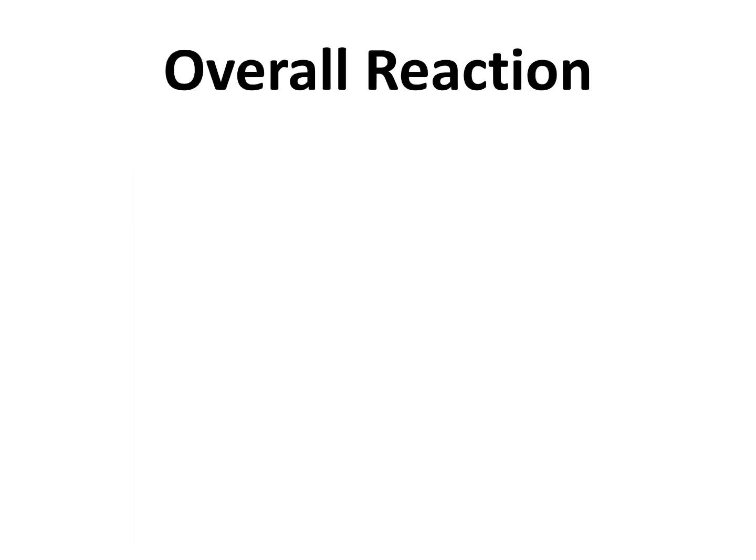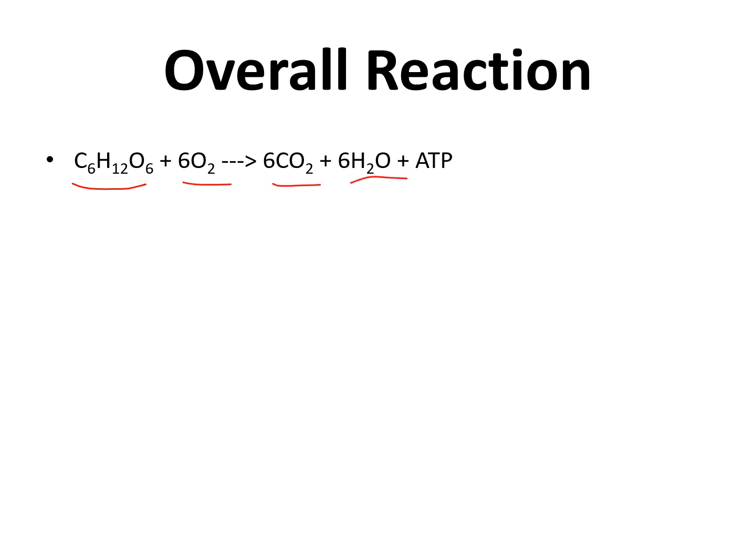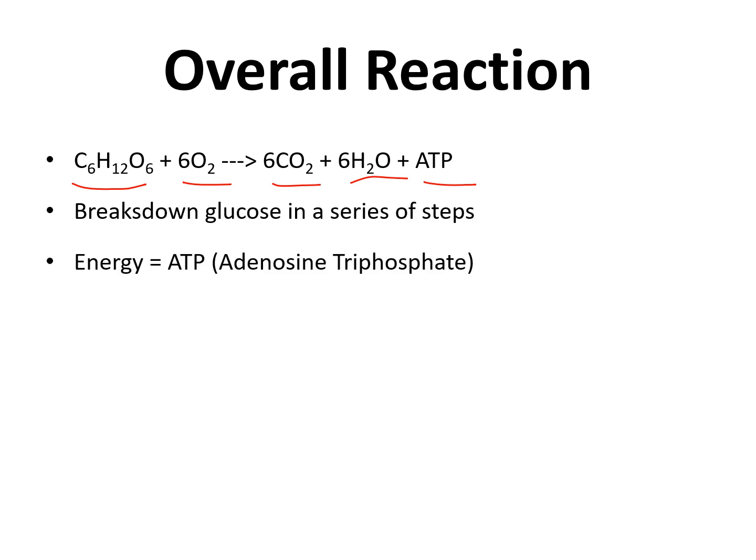The overall reaction for cellular respiration. Again, this is the overall equation: 1 molecule of glucose, 6 molecules of oxygen produce 6 molecules of carbon dioxide, 6 molecules of water, and ATP. So what this process is doing is taking the glucose and breaking it down in a series of steps. And again, the main point is to generate ATP.